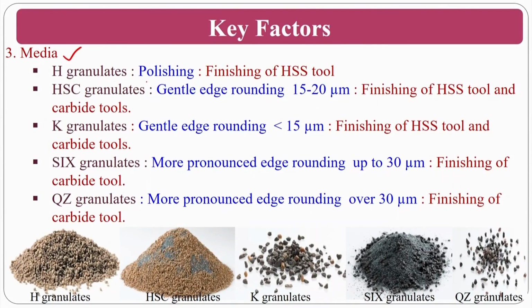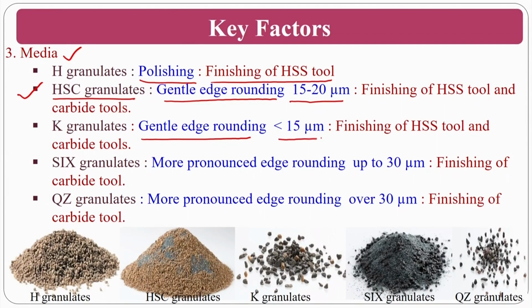H granules are normally used for polishing and finishing of HSS tools. HSC granules are for gentle edge rounding, normally 50 to 20 microns, and finishing of HSS tools and carbide tools. And K type of granules are used for the gentle edge rounding process, and at the same time you can achieve less than 15 microns finishing of HSS tools.